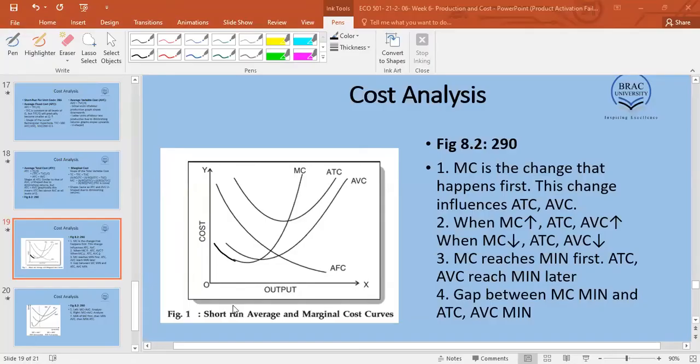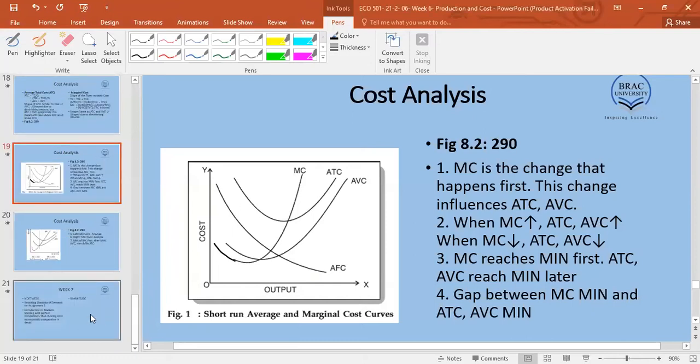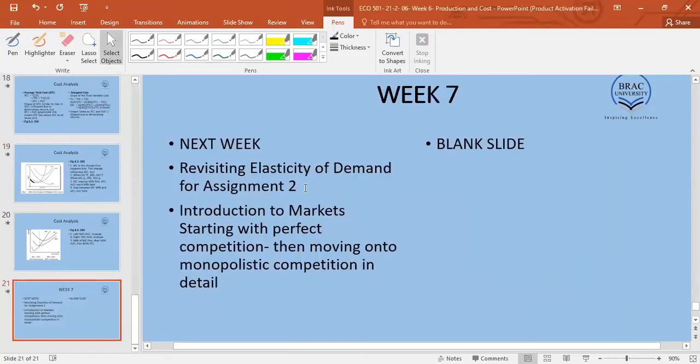Okay. So what we are going to do basically is this: next week, we will be revisiting elasticity of demand for assignment number 2. The logic is, in this course, if you understand elasticity of demand, you will be able to solve many practical problems in life, not only professionally but also personally. So that's why next Tuesday, one part of the class will be revisiting elasticity of demand.